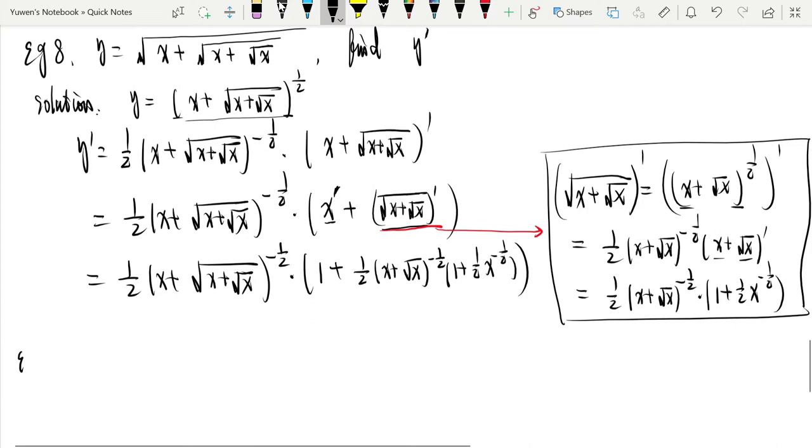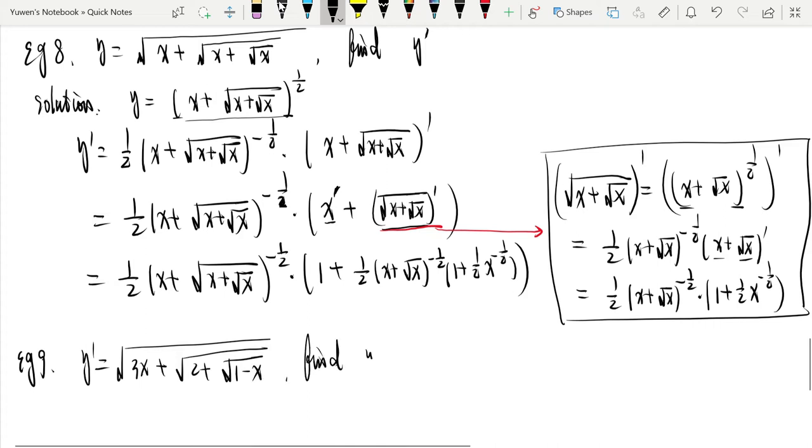This trick is something easier to find the derivative of a function mixed of addition, subtraction, multiplication, and division, and the composition function, mixed of composition and other types of operations or functions. Okay, let's see a similar example. That is y equals the square root of 3x plus square root of 2 plus square root of 1 minus x, and find y prime.